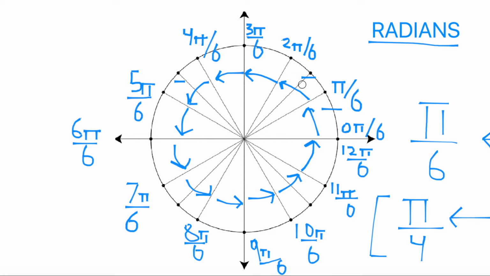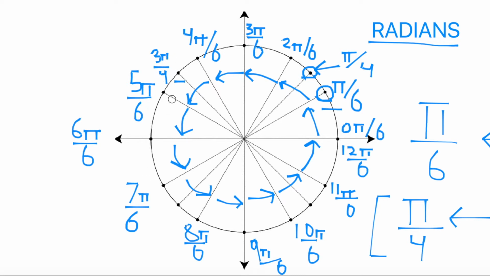Now let's go back and fill in the ones that we skipped. So right here, this one is pi over 4. Now this one, instead of counting by 1, we're going to go up by 2. So this is 1 pi over 4. So 1 plus 2 is 3. This is going to be 3 pi over 4. Now move on to the next one we missed.